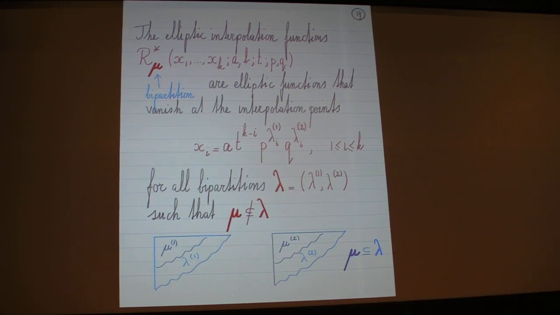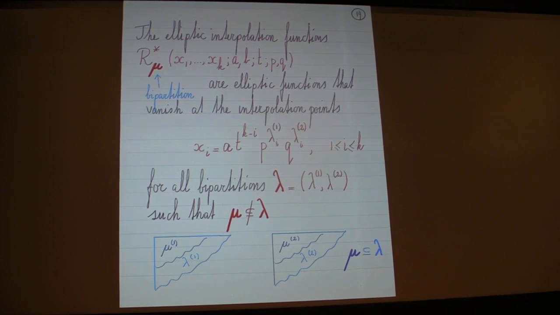And here it's the same. So these functions, for example, vanish at these interpolation points. So you set all of these xi's to a, t to some power. Then you take another bipartition, and you take xi to the power lambda I with your first bipartition, and q, you pick your second bipartition, and you do this for all of the variables, then you get vanishing of these functions.